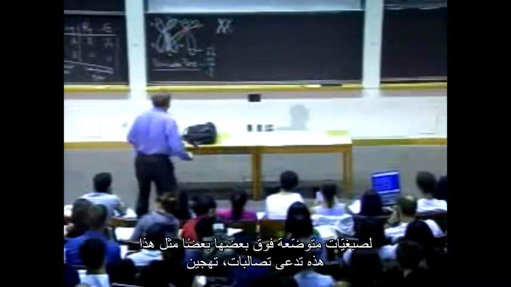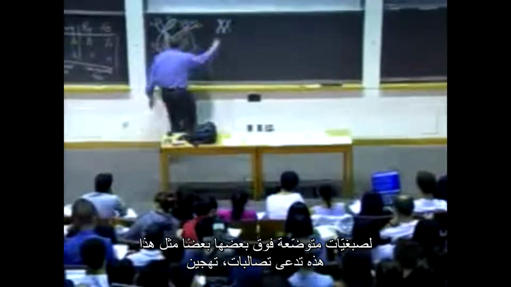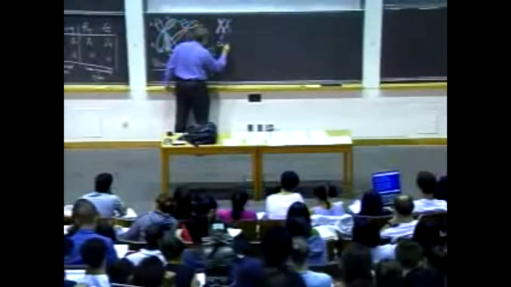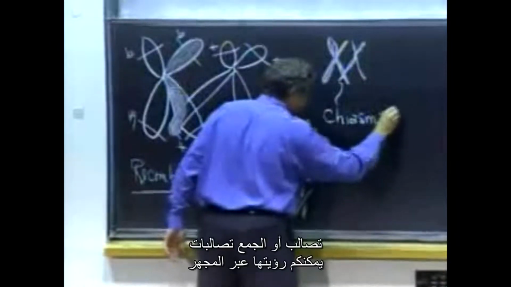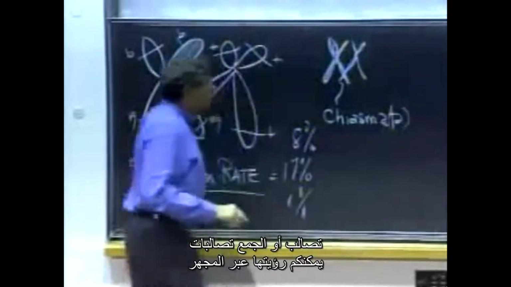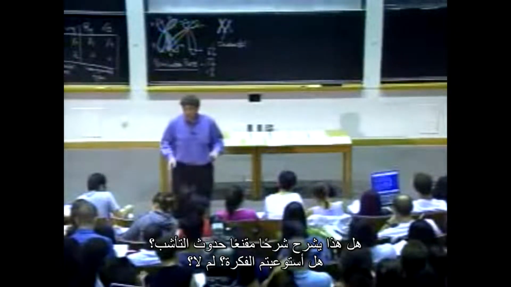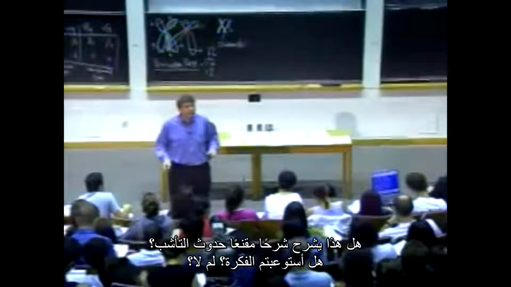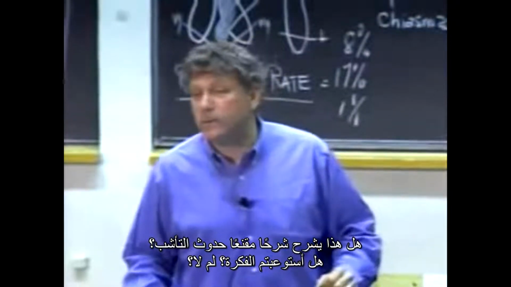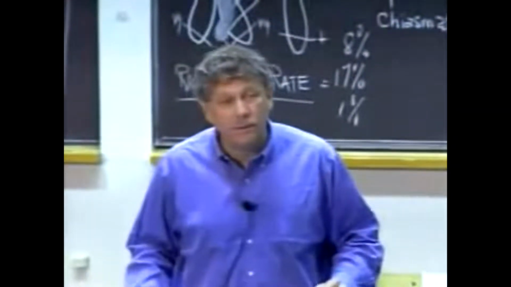These are called chiasmata, crosses. Chiasma, or the plural chiasmata. You can see it in the microscope. So does that convincingly demonstrate that recombination occurs? Are you overwhelmed? Why not?